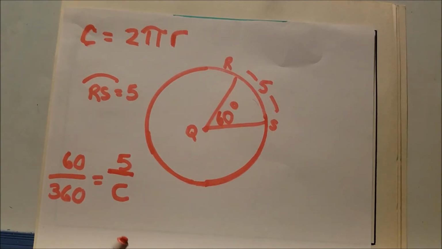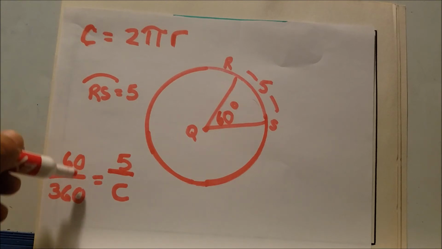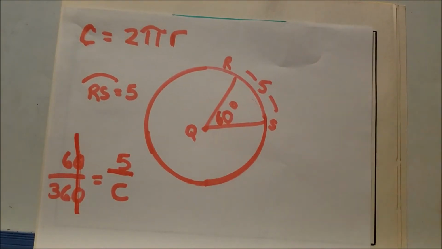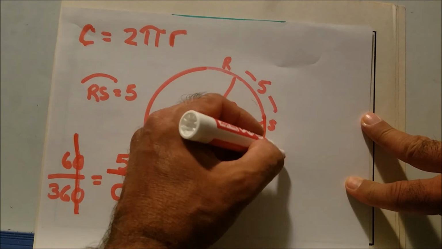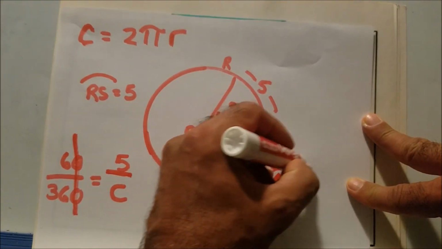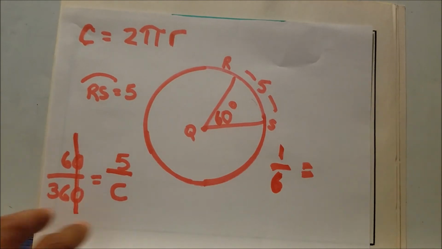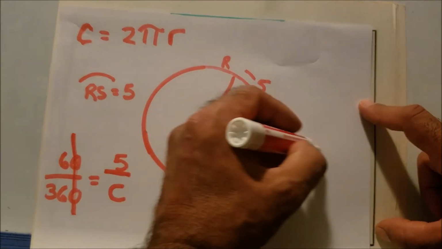So the first thing we want to do is try to reduce here. And remember, when they're sharing a zero, you can just get rid of that zero. So now you have 6 over 36. And you know 6 over 36 is just 1 over 6, right? So that reduces to 1/6. That makes it a little easier when we want to multiply. And here we have 5 over c.